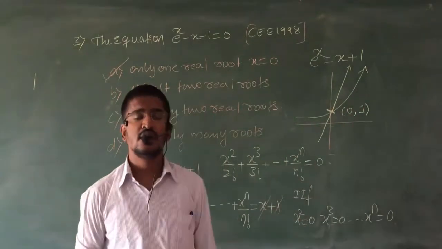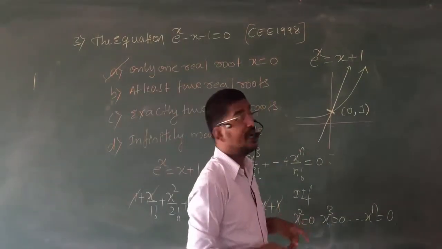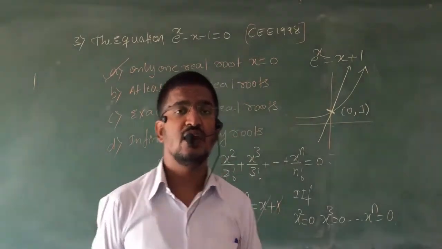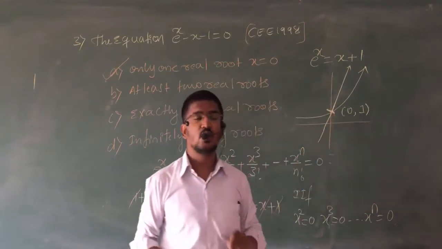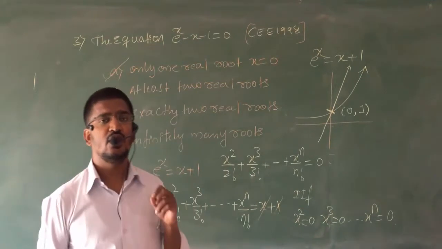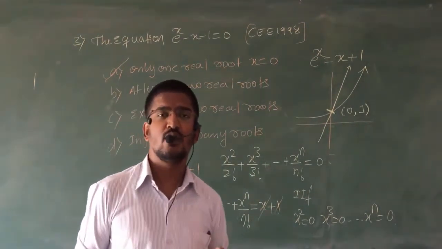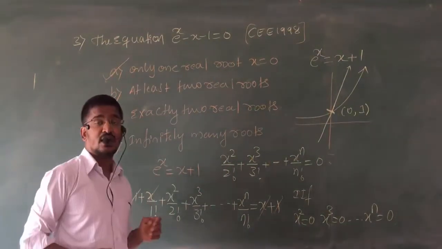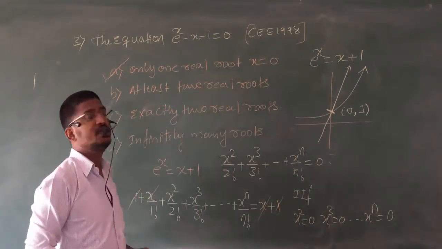Clear, students? So, you have two graphs, that is e to the power of x, and one more thing is y equal to mx plus c. Therefore, if you draw those two graphs, here they intersect at only one point. Therefore, you can say that it has only one solution, that is x equal to 0, y equal to 1. For that reason, our option A will be the correct answer. That is only one real root, x equal to 0.